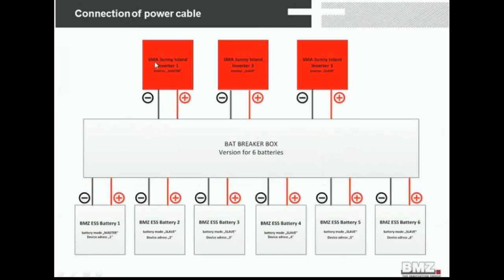Master and slave: very important, at the battery you can use the BMZ service tool for doing the parameterization. In each system, it's only allowed to have one master. Every other battery has to be a slave. Slave, slave, slave, slave, slave. Very important, each battery has to have a unique device address: 1, 2, 3, 4, 5, 6. You can also choose 3, 4, 5, 6, 7, 8. It doesn't matter.